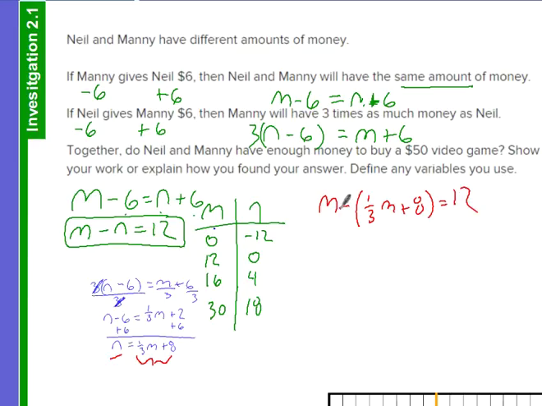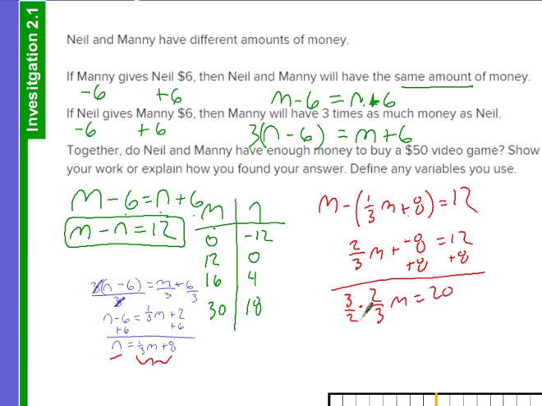Okay. Well, if I have m minus 1/3 m, then I have 2/3 m remaining plus negative 8, because the 8 is in the parentheses, and the whole thing is negative, is equal to 12. So add 8 to both sides. So I get 2/3 m is equal to 20. So what's the opposite of multiplying by 2/3? Multiplying by 3/2, multiplying by the reciprocal.